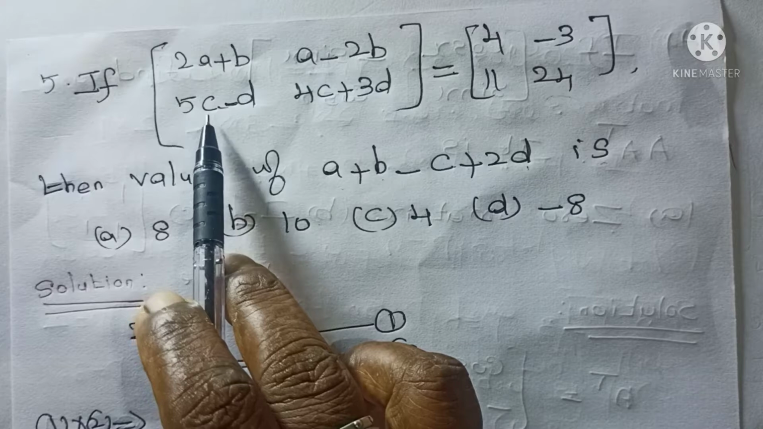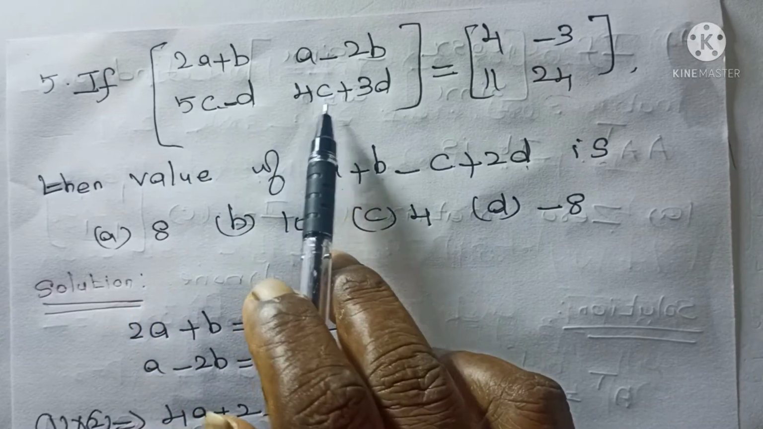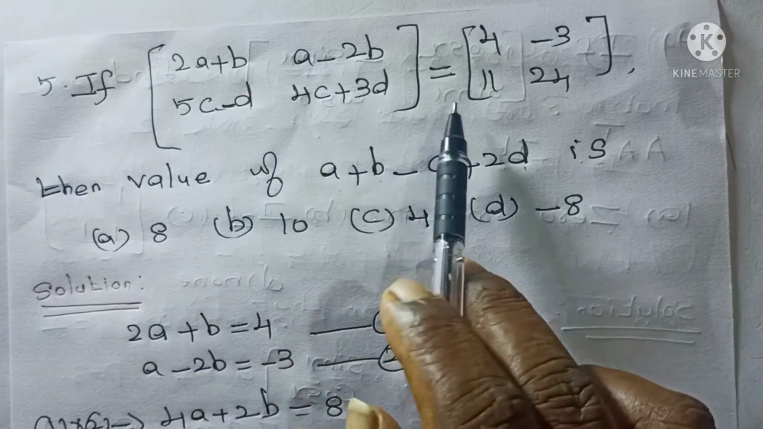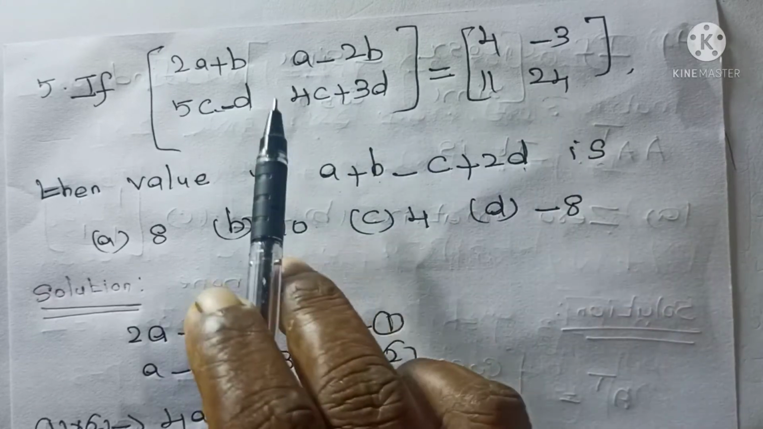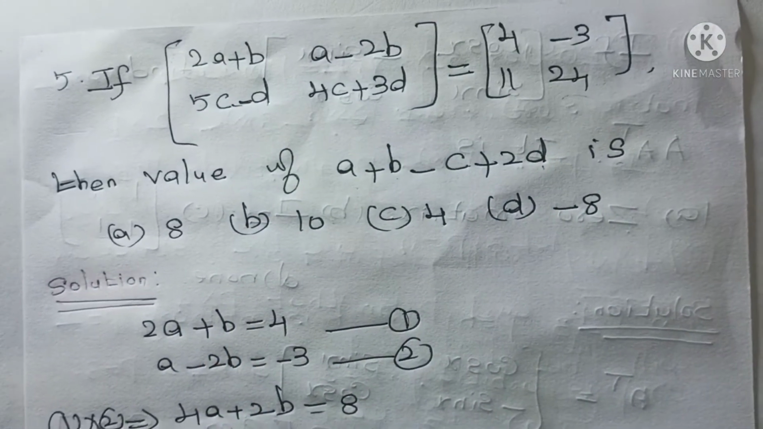Then you have to write 5C minus D is equal to 11. Then 4C plus 3D is equal to 24. From that you can find C and D. Come, let's do.